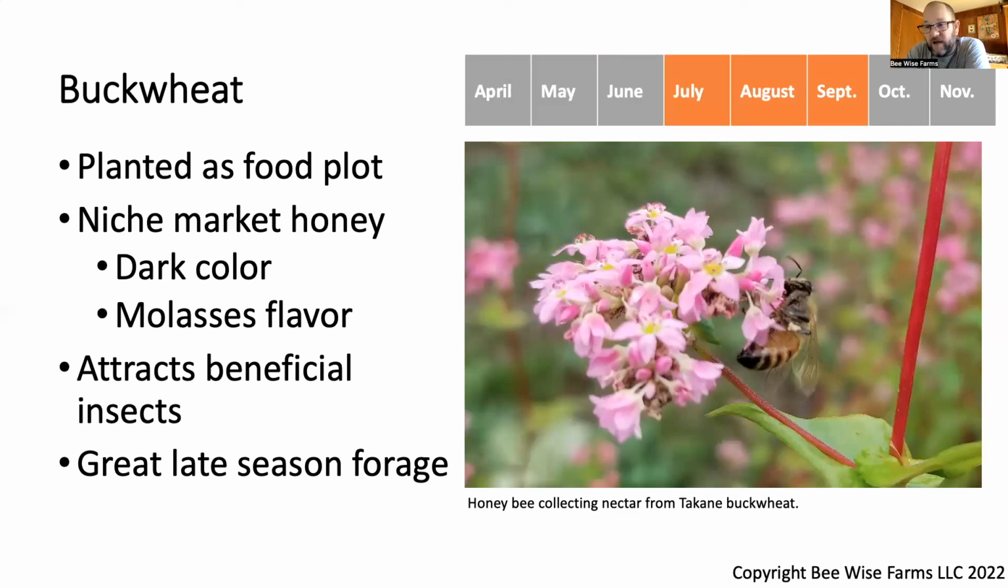And one of my favorite types of buckwheat, it's what's pictured here. Buckwheat's typically white. This is pink buckwheat. This is Takane buckwheat from the Himalayas that we grow on our farm here. So there's different types of buckwheat you can grow as well.